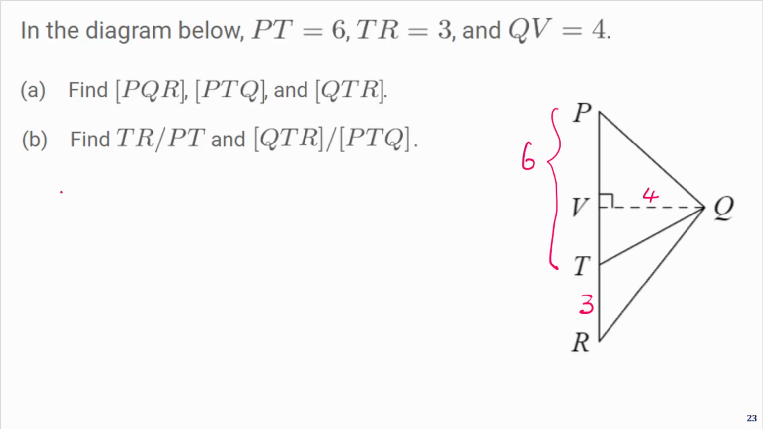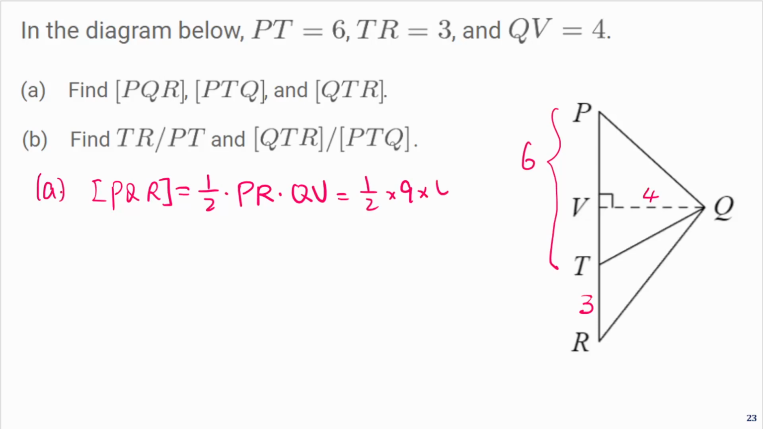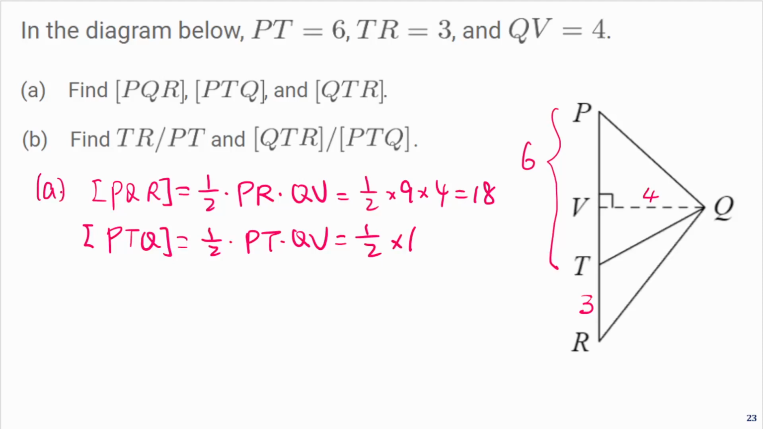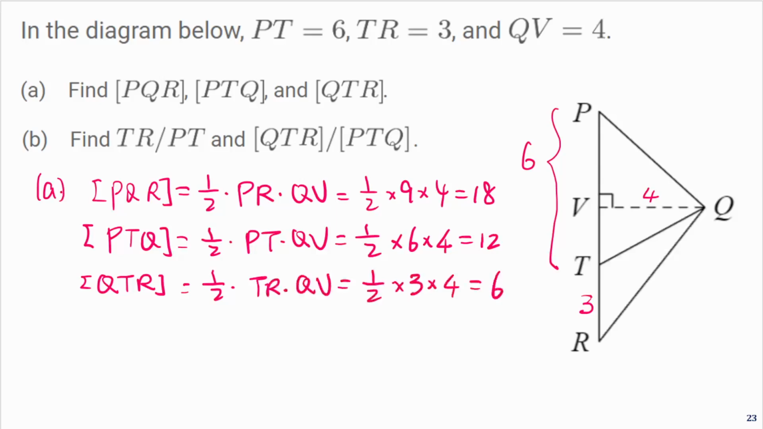Alright. Yeah, I finished. Okay, so let's have a look at the solution. So the area of PQR is a half of base times corresponding altitude or height, which is a half of 9 by 4, and this is 18, right? And then PTQ is a half of PT times QE, which is 1/2 of 6 by 4, and this is 12, right? And the area of QTR is a half of TR times QE, and this is half of 3 by 4, which is 6, right?